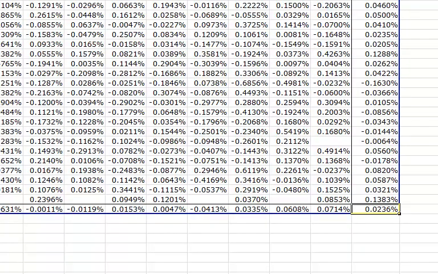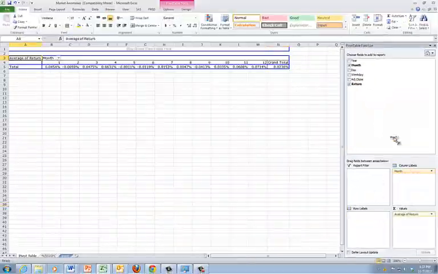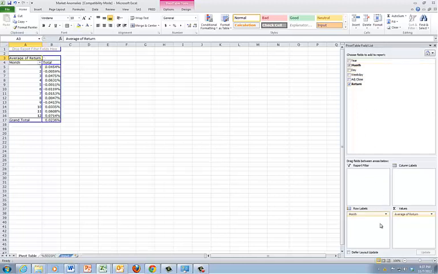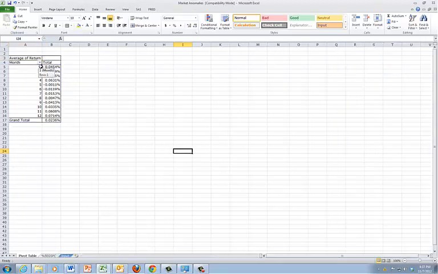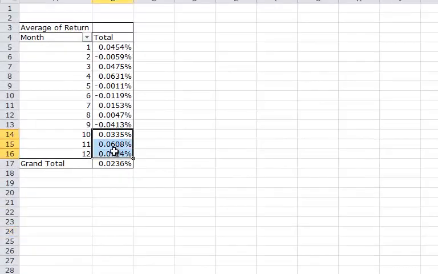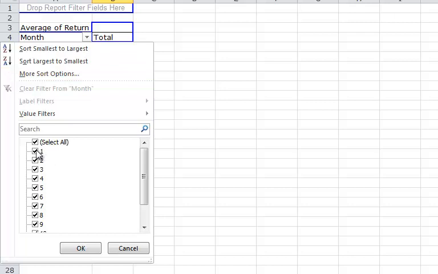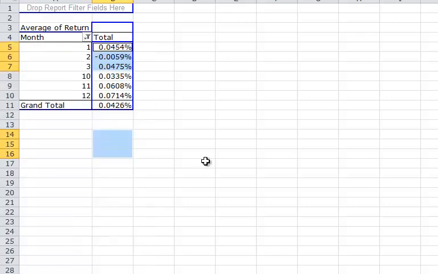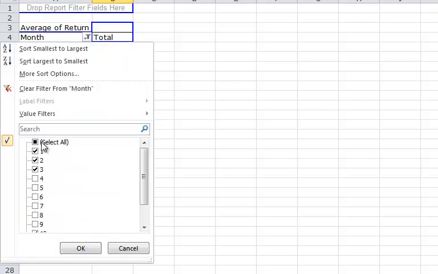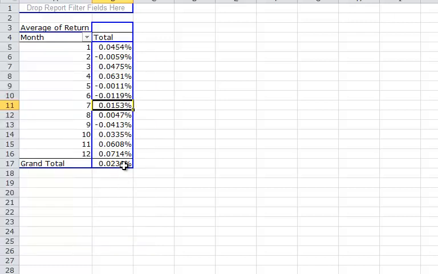We could easily do the October through March seasonality effect a little more clearly. Get rid of those. Just put month in the row. And you can see quite clearly that October through March is a lot higher than the overall average. And you could even do this. You could say, all right, just show me October through March. So get rid of April through September. And you can see that the average daily return of October through March is 4.26 basis points, which is much higher than the overall 2.36 basis points.